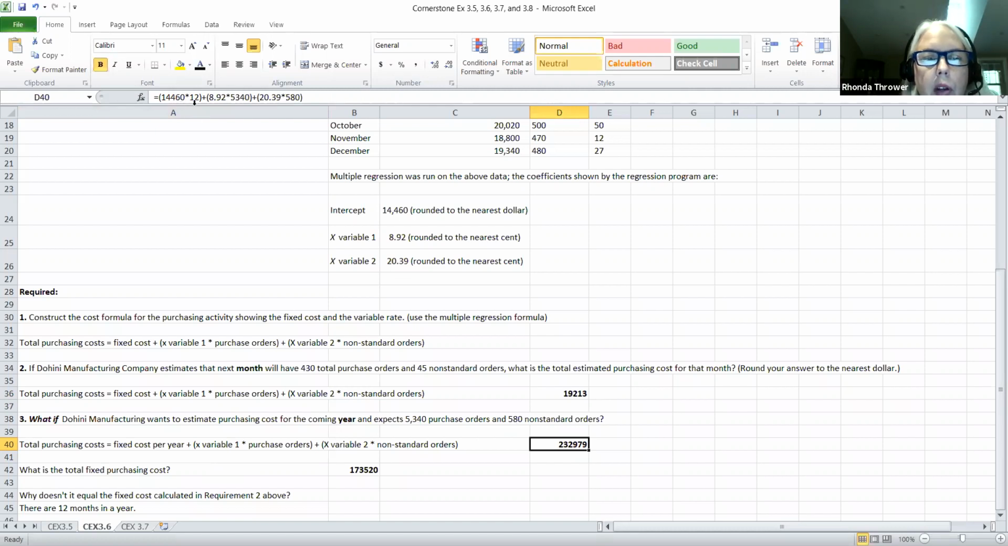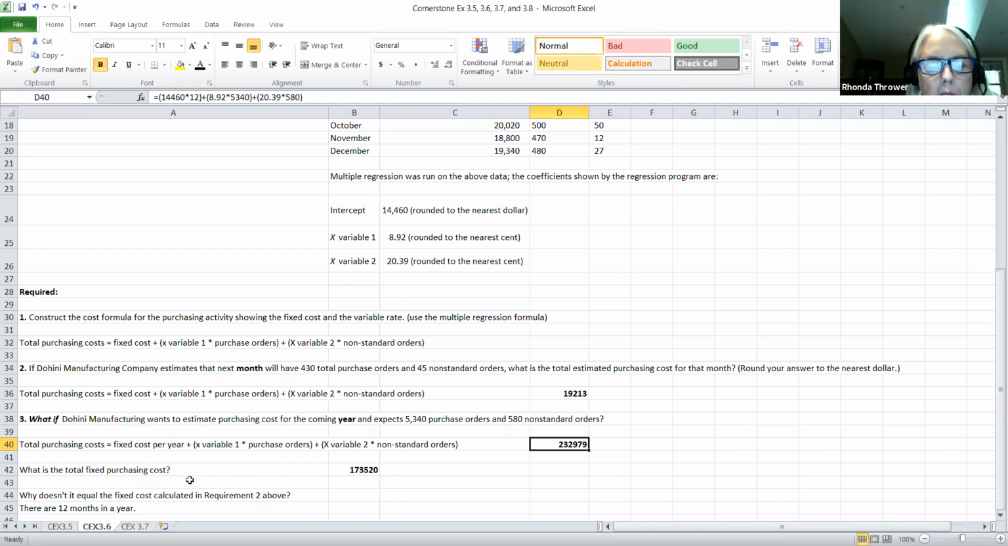So fixed cost times 12 months is total fixed cost plus your variable cost for the purchase orders, which would be $8.92 times 5,340. And then you're going to add to it the variable cost for the non-standard orders, which was $20.39 times 580. All that combined will give you $232,979. That's the total purchasing cost.